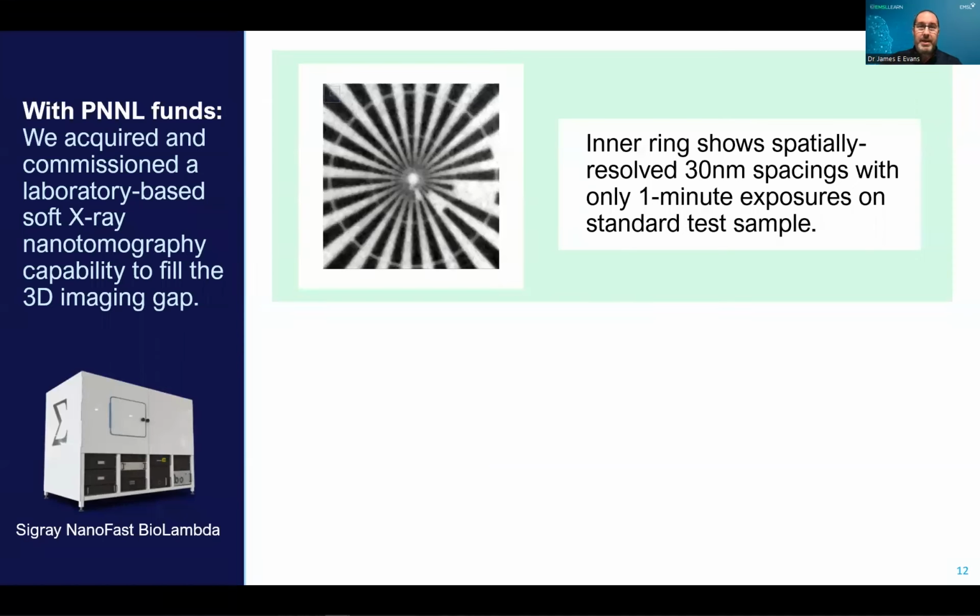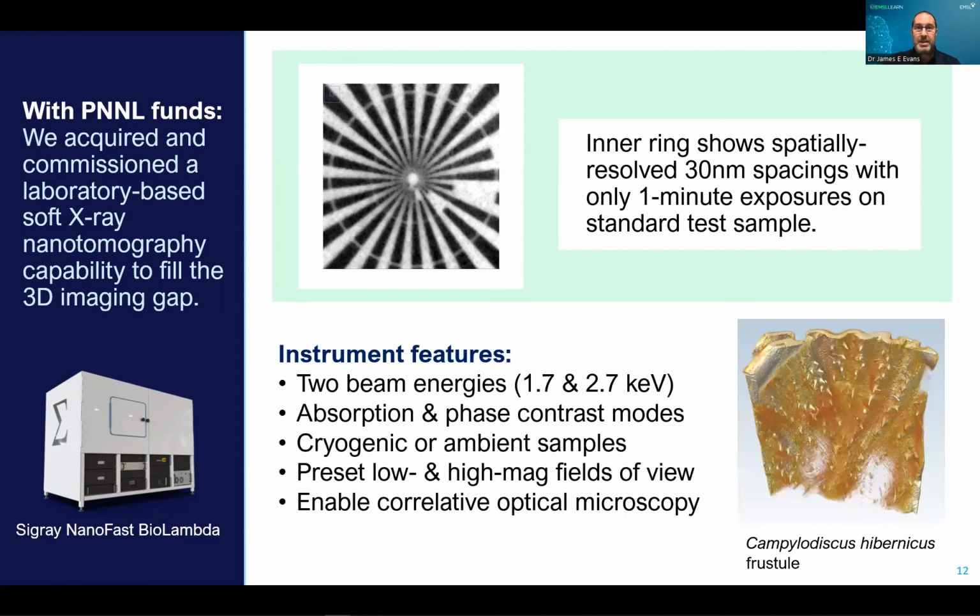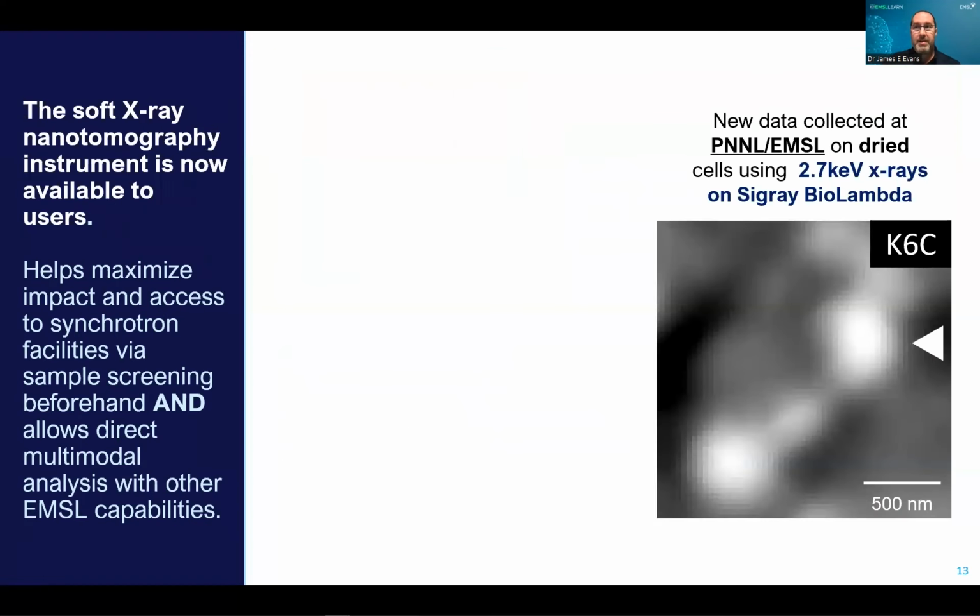We partnered with Sigray to develop the first-ever NanoFAST BioLambda instrument capable of imaging biological samples in a lab-based setting, using two different soft X-ray beam energies and allowing both absorption and phase contrast. In the bottom right, you can see an example of a diatom, and in the upper left, you can see the first demonstration of 30 nanometer resolution imaging on a test sample with only a 1-minute exposure. These two images proved that the instrument was functional. Separately, a built-in optical microscopy beam path allows for direct targeting of specific fields of view for downstream correlative imaging.